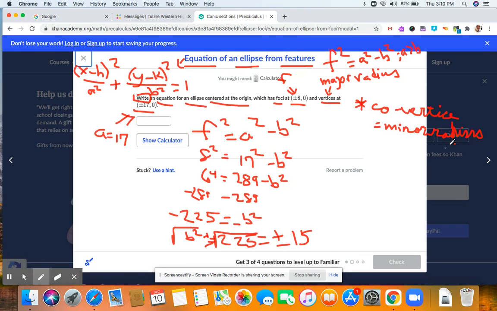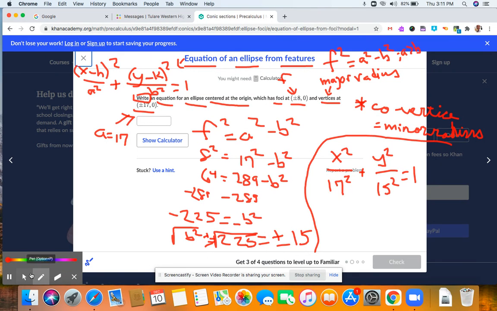Okay? So let's put everything into the equation of an ellipse. So we're centered at the origin, so it's going to be x minus 0, y minus 0, so we just say x squared over the x component is 17, and all of that gets squared, plus our y, centered at 0. The b in this case is 15, squared. It's always equal to 1. Let's see how we did.